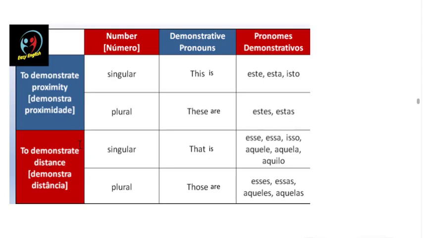Quando tem distância, singular, that is, quer dizer que é longe de você. Comparado com português, esse, essa, isso, aquele, aquela, aquilo. Plural. Those are. Esses, essas, aqueles, aquelas.